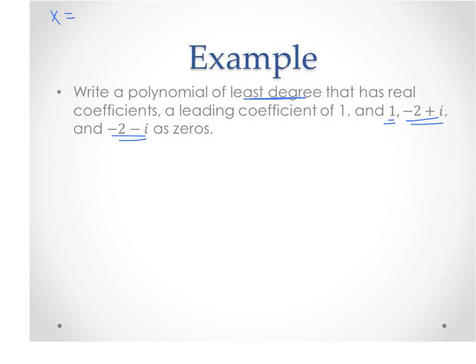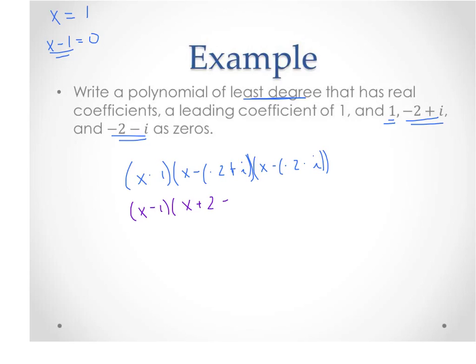So if x equals 1, x minus 1 equals 0, makes that be a factor. So I have a factor of x minus 1. And so what you do is you are subtracting it to the other side. So then we also have x minus (-2 plus i), and x minus (-2 minus i). And I would do a little bit of rearranging here. x minus 1 times x plus 2 minus i times x plus 2 plus i. Okay, and so this equals 0.